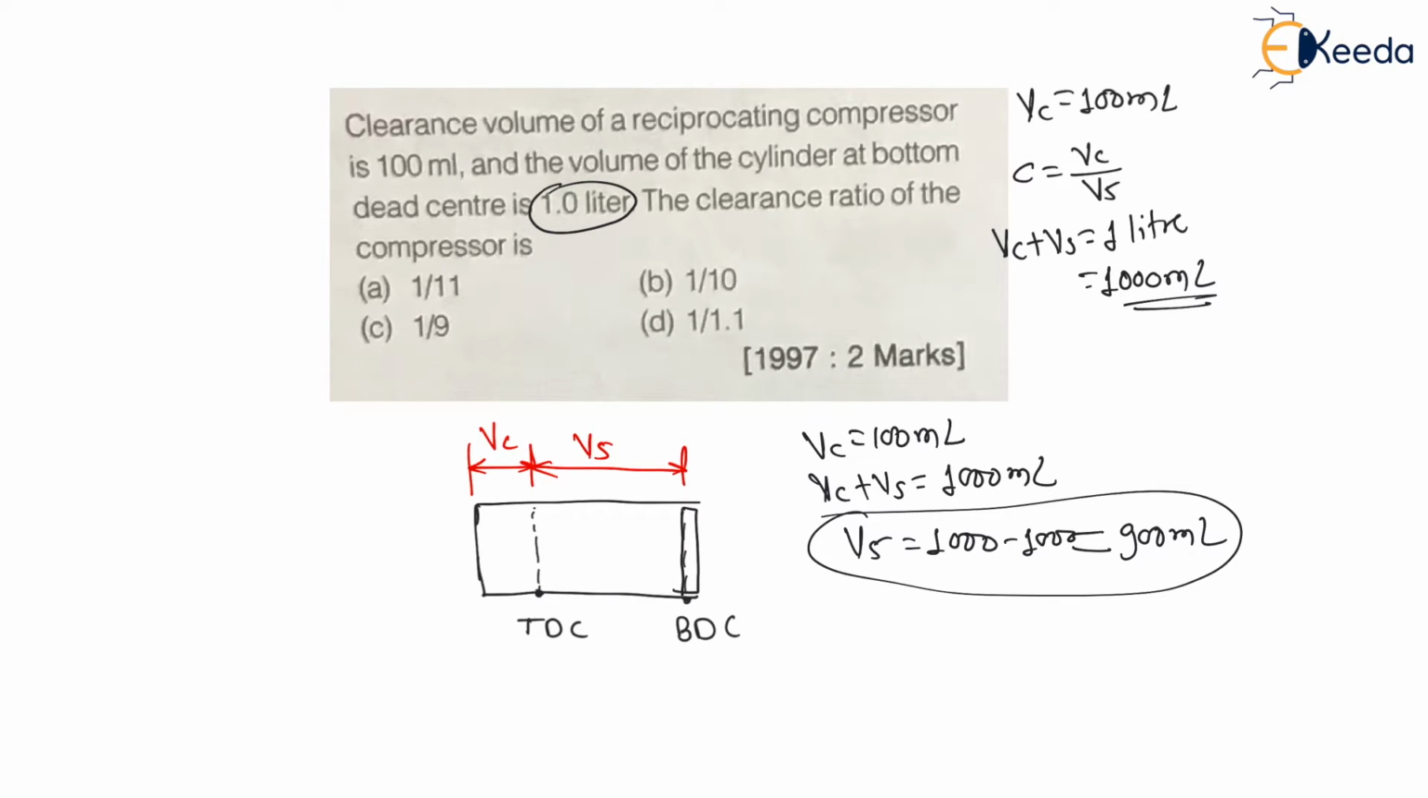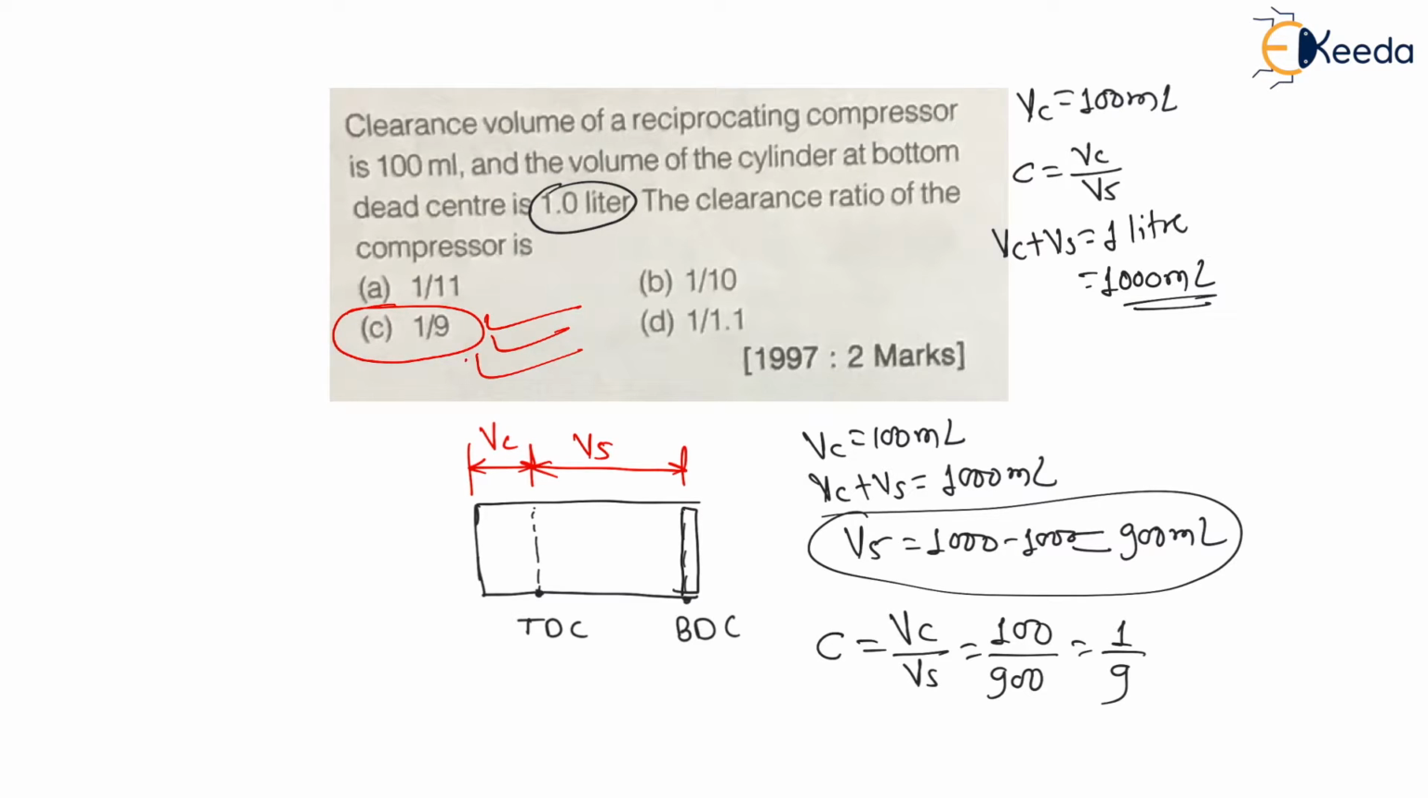And my dear students, the clearance ratio, which is the ratio of clearance volume to swept volume, is clearance volume 100 ml divided by swept volume 900 ml, which is equal to 1 by 9. Therefore if you look at the options, option C is the best choice. Therefore option C, 1 by 9, is the correct choice. If you select option C you will get full marks.